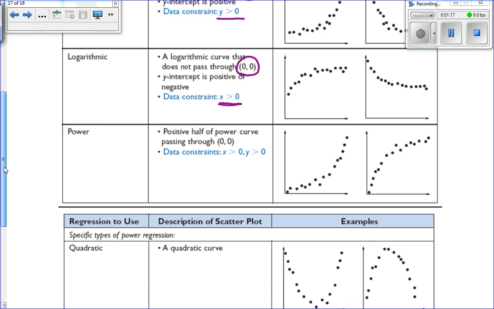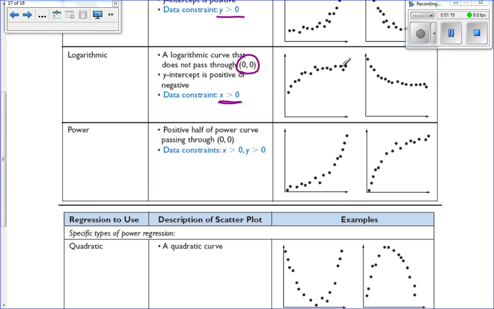A power regression looks a lot like exponential and also a lot like logarithmic. These two sort of match here, and these two sort of match here. Here is the deal. They can go through the point 0, 0, and my data constraints are x and y are both greater than 0. Okay, they will actually go through the point 0, 0. The positive half of the power curve will go through that.